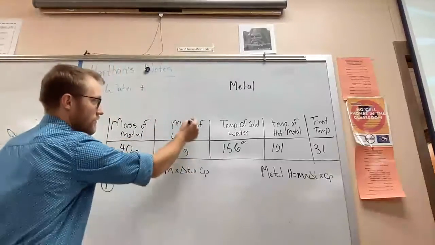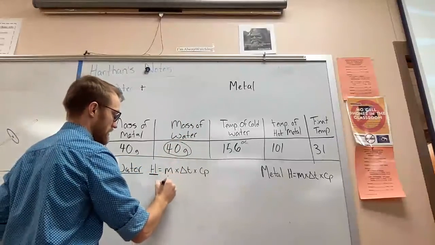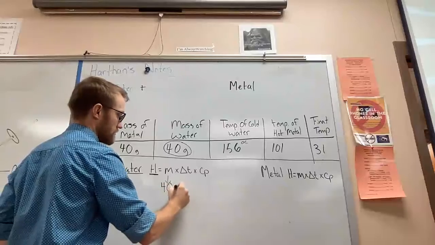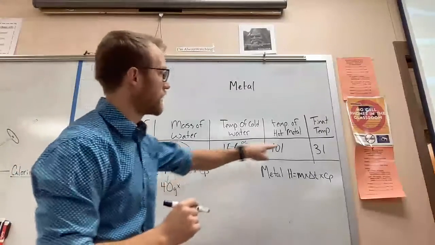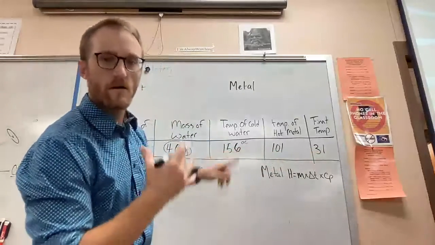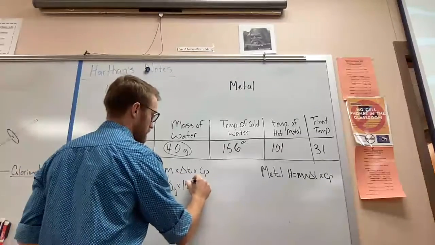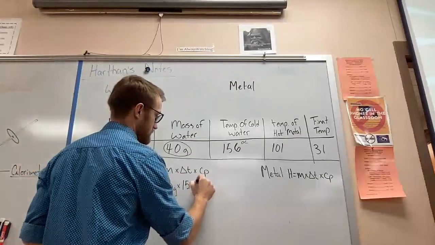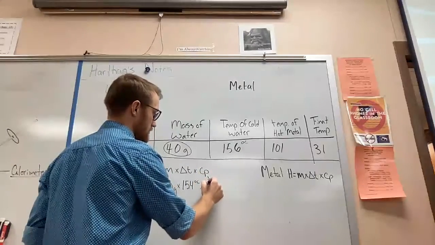Okay. So we know mass of the water is 40 grams. Okay. So we can just plug that into there. Okay. So 40 grams. And then we need to figure out the change in temperature of the water. So if we took 31 minus 15.6, we should get a change in temperature of 15.4 degrees Celsius. Okay. And again, we know the specific heat of our water is 1.